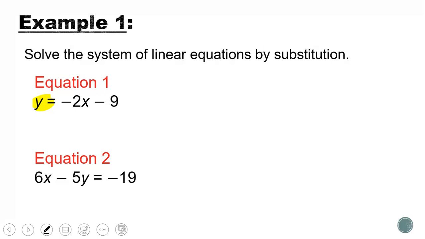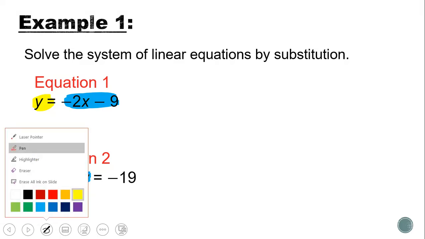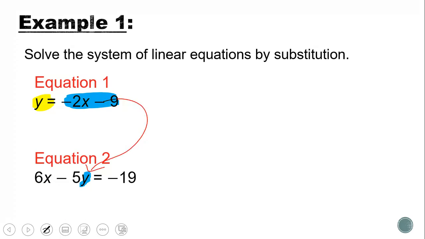So now what you're going to do is substitute that entire negative 2x minus 9 in for y in your second equation. That's why we call it substitution, because that entire negative 2x minus 9 is replacing y in our second equation. So what is that going to look like? That's going to look like 6x minus 5 times, and we put it in parentheses, because we're going to have to do some distribution, and we're replacing that entire y with that entire negative 2x minus 9.